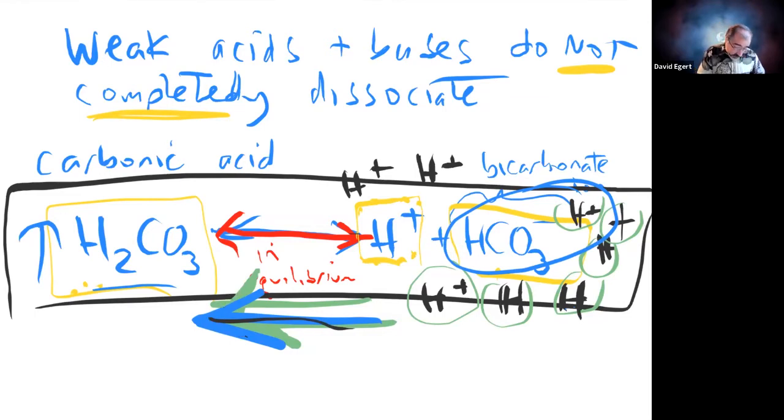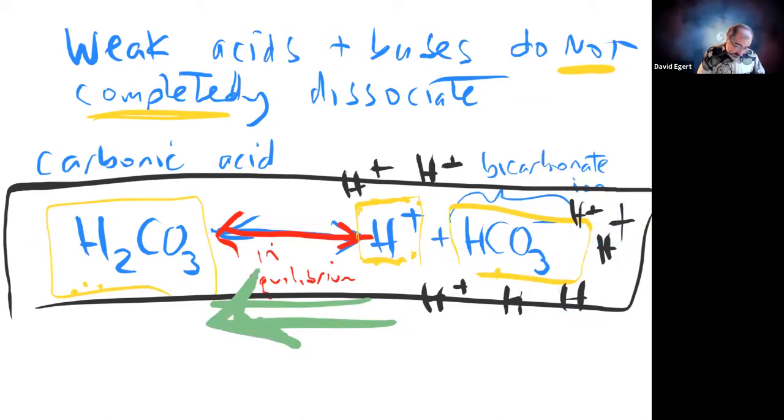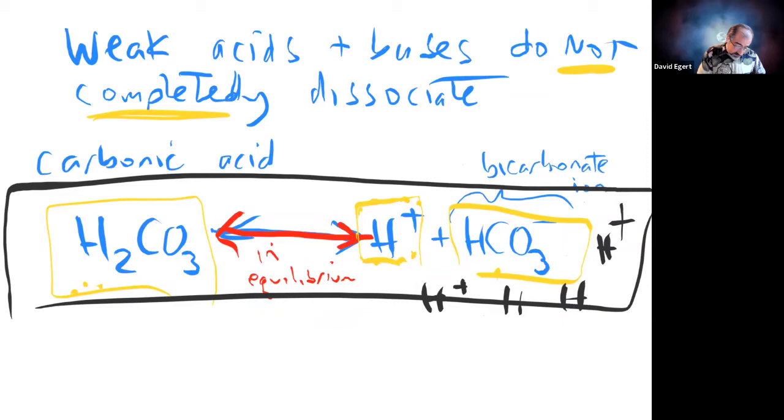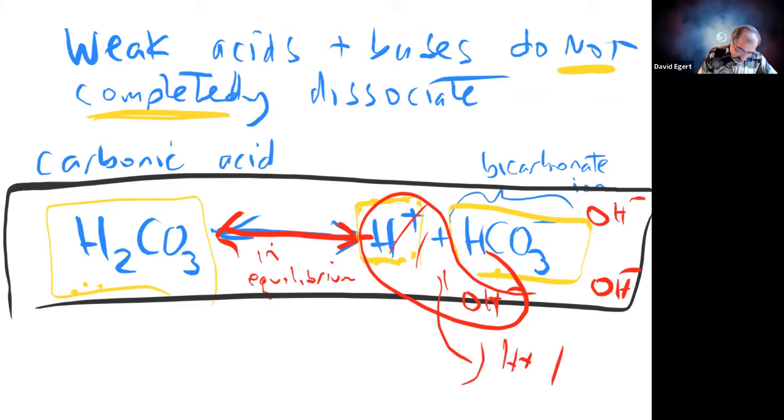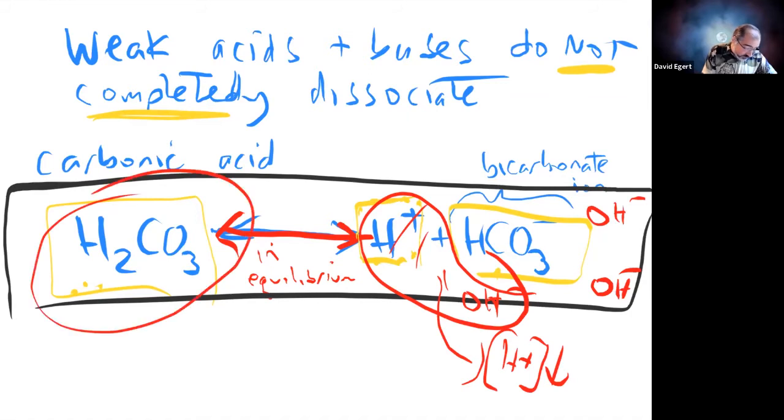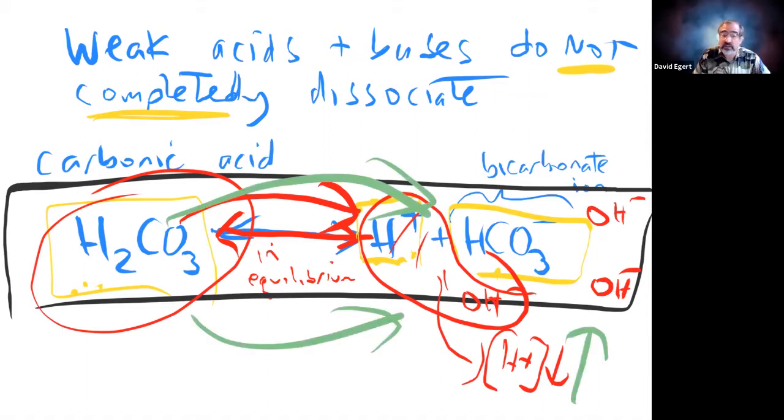If you added a strong base, you're going to get something similar but different. Let's say I add a bunch of hydroxyls. Those hydroxyls are going to combine with the H pluses, and the H plus amount is going to go down. When that happens, more of this will dissociate, and this equilibrium is going to move back in this direction and increase the amount of H pluses there.